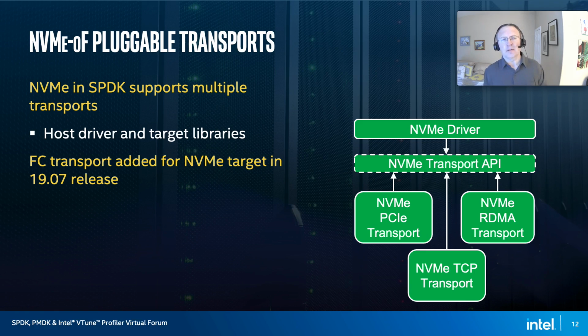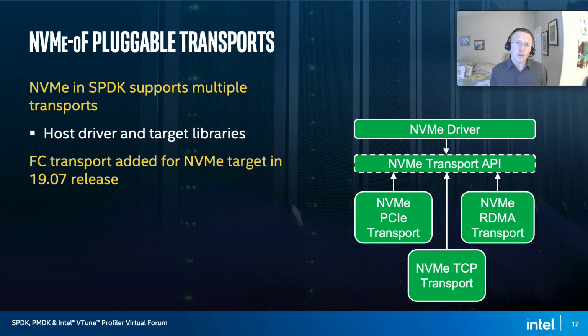So on the host side, you have a common NVMe driver API. The only difference when you're connecting to a controller is the transport ID. It could either be a local PCIe SSD or it could be a remote subsystem. Based on the transport of your controller, the operations will get dispatched to one of the transports: PCIe, RDMA, TCP.